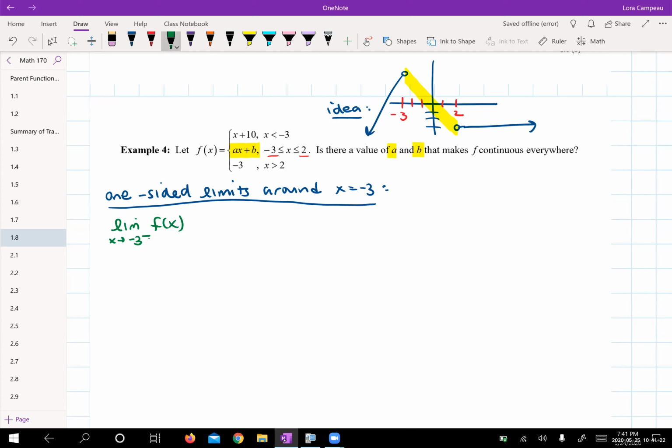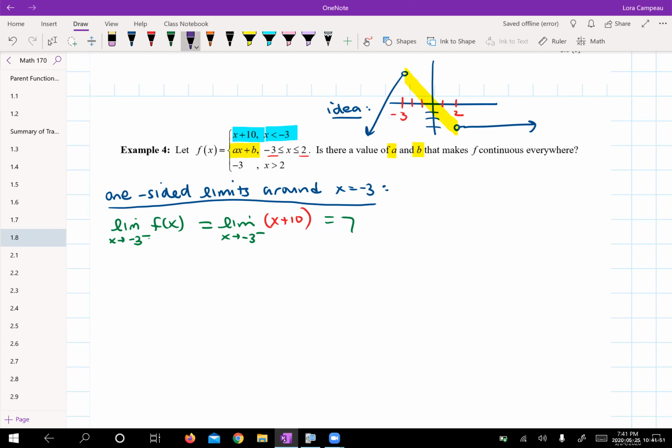And again, we remember, similar to example 3, that you're able to plug in the piece that applies to the x values that are to the left. So that should be x plus 10. And from example 3, we already calculated this by direct substitution, and we got ourselves a 7. No problem there.